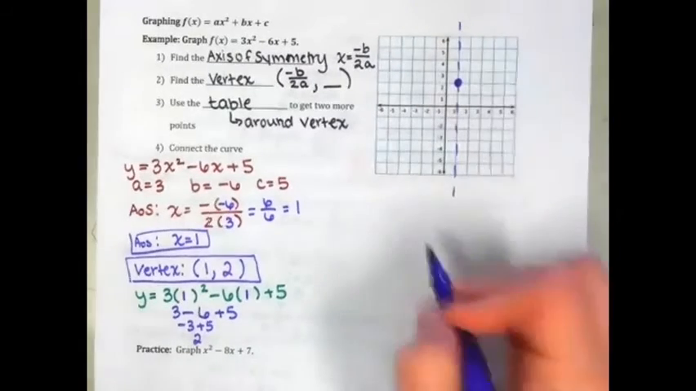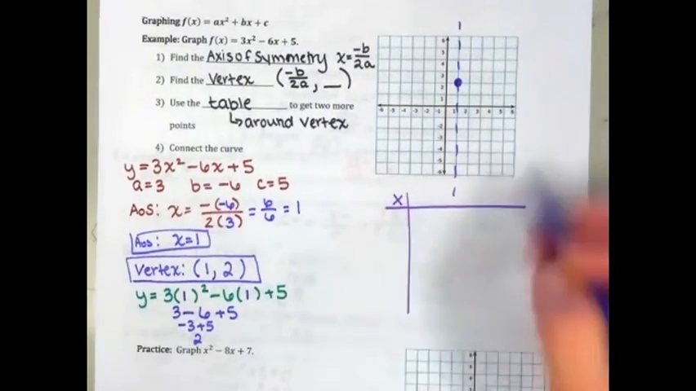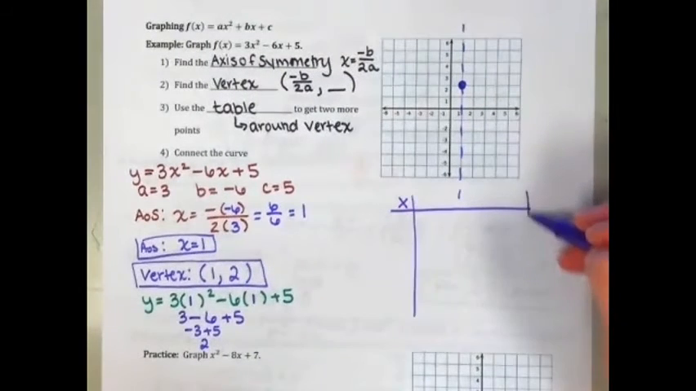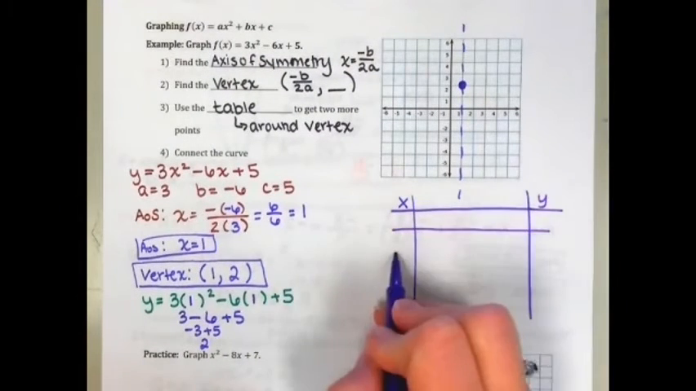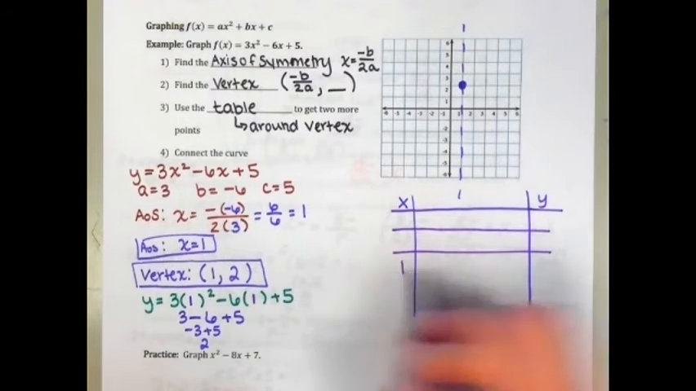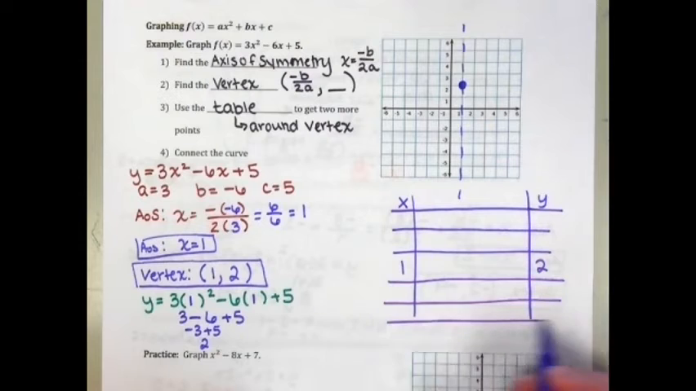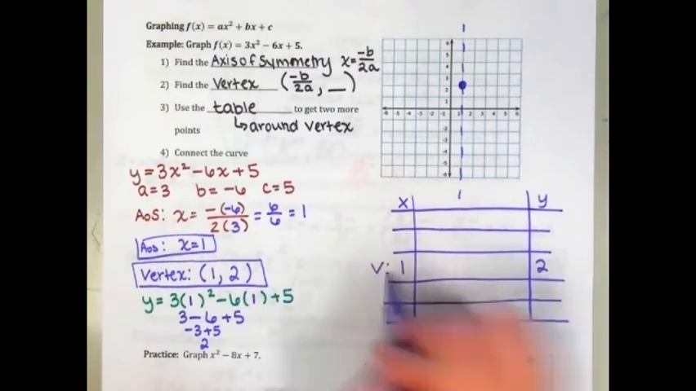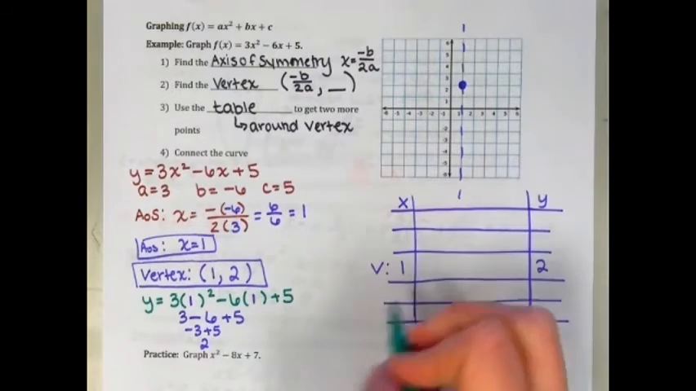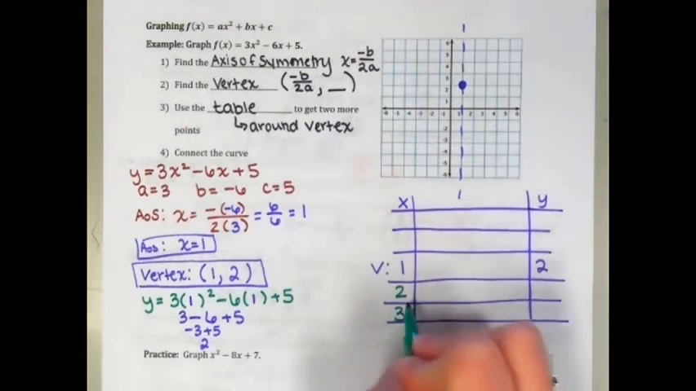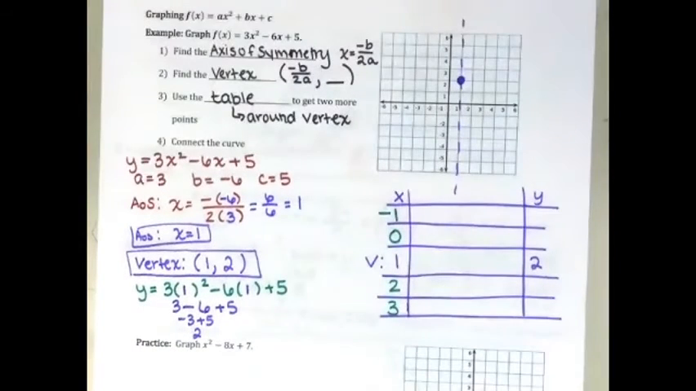All right, so now when I go to make a table, and I actually drew the tables on for you, my vertex is going to be in the center of my table, right? So we know it's 1, comma 2. Before, we always picked values around my vertex. So if my vertex is 1, 2, what numbers are around 1? 2 and 3. Backwards would be 0 and -1. You guys okay with that?